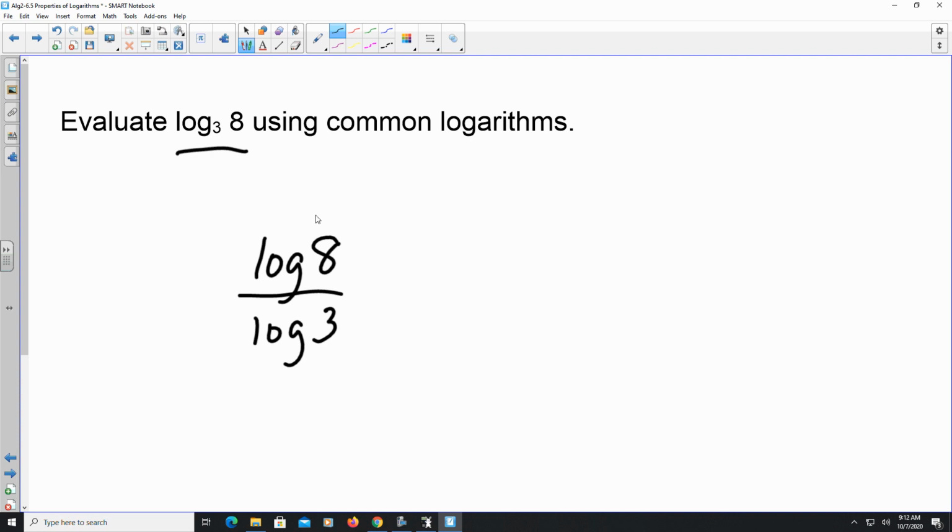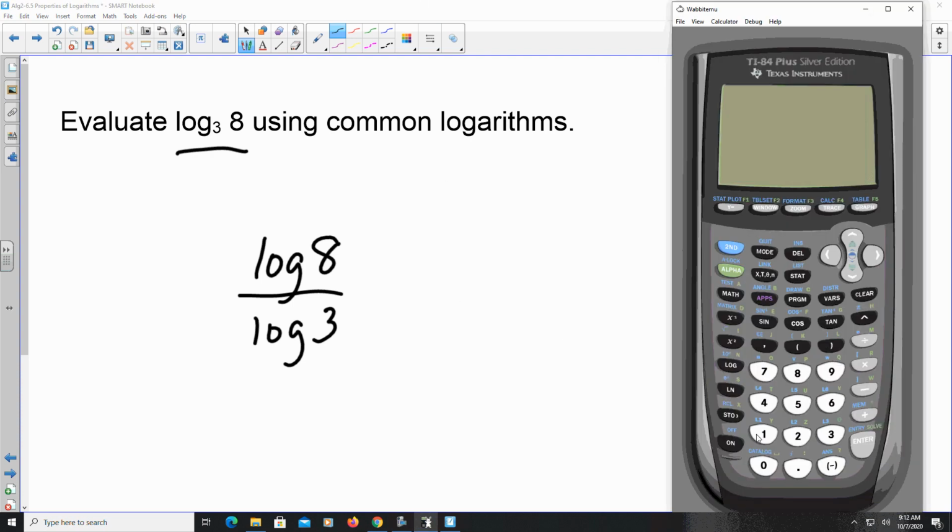So what you can now do is go to your calculator and type log of 8, parentheses, divided by log of 3, and then I hit enter, and it is about 1.893.